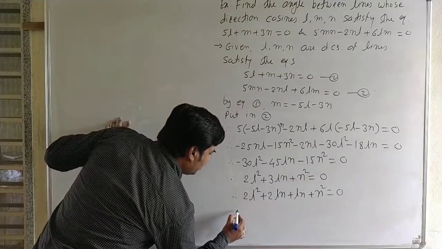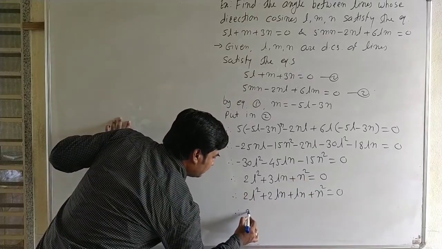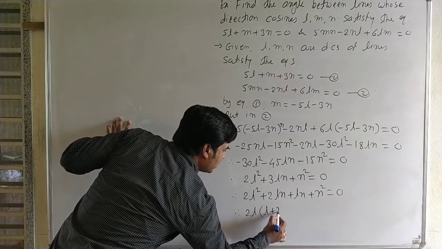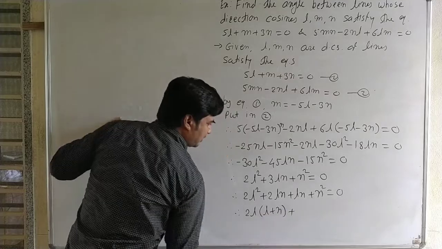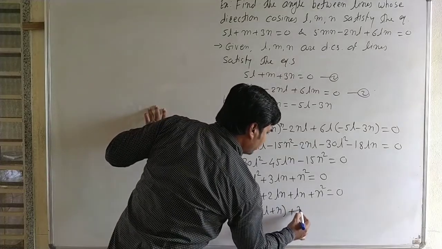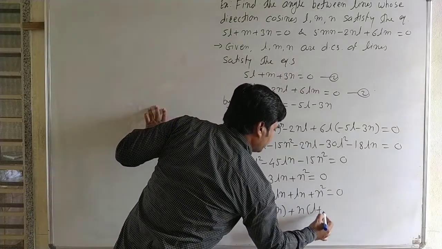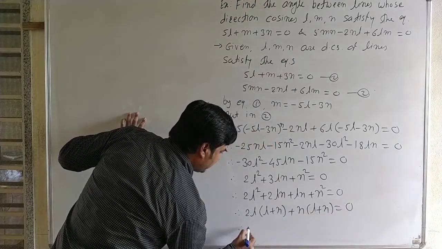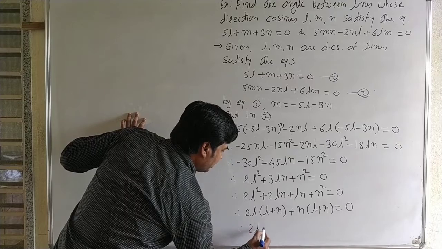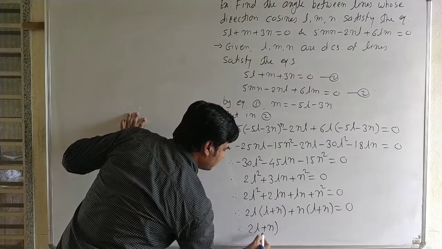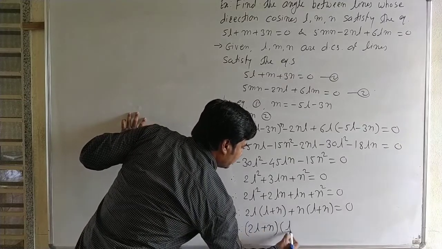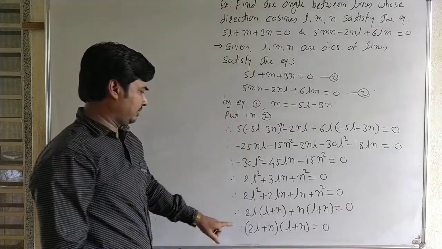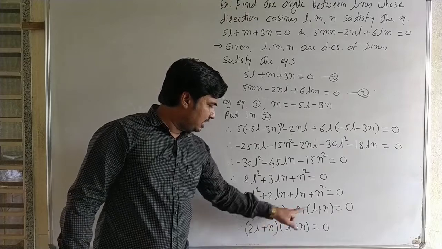Now here, taking 2L common, we get L plus n, plus again n common, L plus n is equal to 0, and therefore we have 2L plus n and L plus n is equal to 0. Okay, here 2L plus n and L plus n.